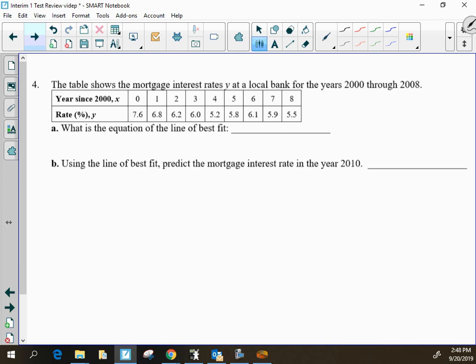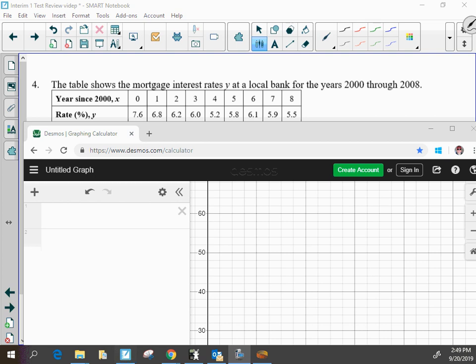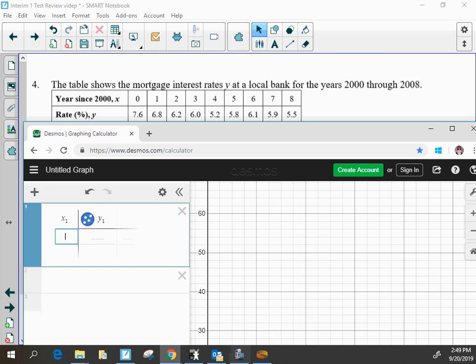All right, number 4, more of the same. So once again, we're going to bring up Desmos and put the data into Desmos. To bring up the table, you hit the plus symbol, hit table, and then you input the data, years since 2000. And I'm going to go ahead and put the data in.